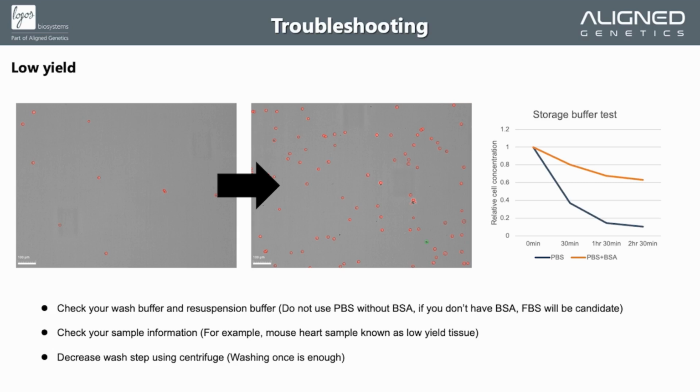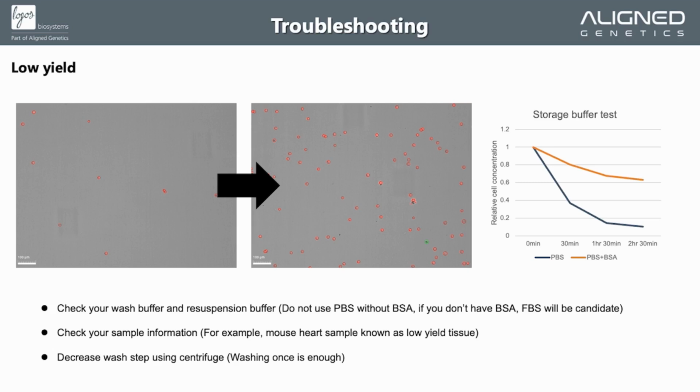And then storing the sample in PBS with BSA can decrease the concentration by about 20% within 30 minutes. However, storing the sample in PBS without BSA can result in 60% loss within the same time frame. Therefore, using BSA is important to protect your samples. And if BSA is unavailable, FBS can serve as an alternative, or you can simply use cell culture media.